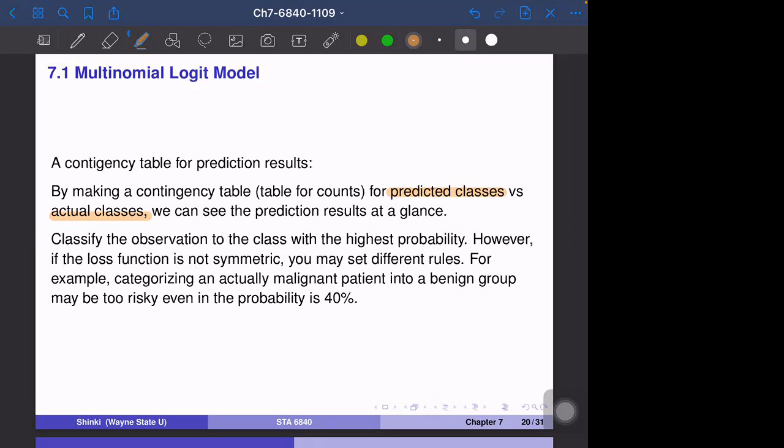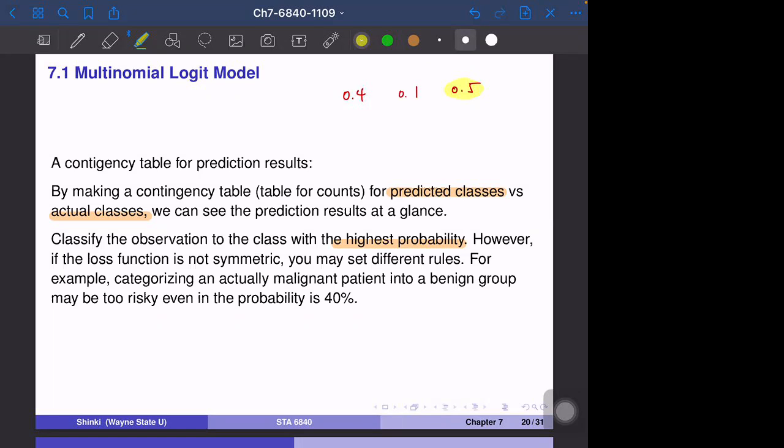And usually they classify an observation to the class with the highest probability. So if the probability of the Democrat is 0.4, the probability for Independent is 0.1, and Republican 0.5, we assign the Republican to that observation. That is the usual way to classify. However, if the loss function is not symmetric, then you may set different rules.